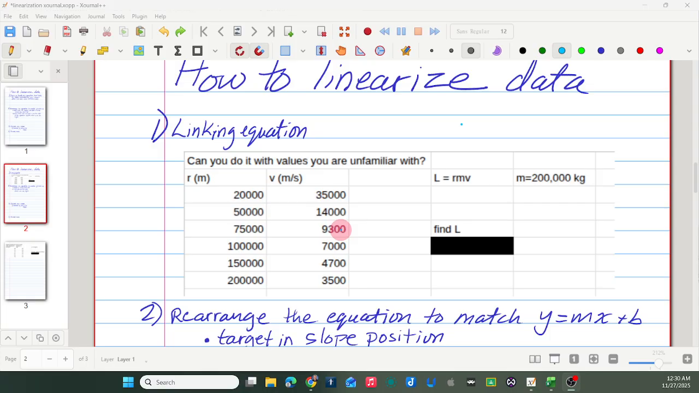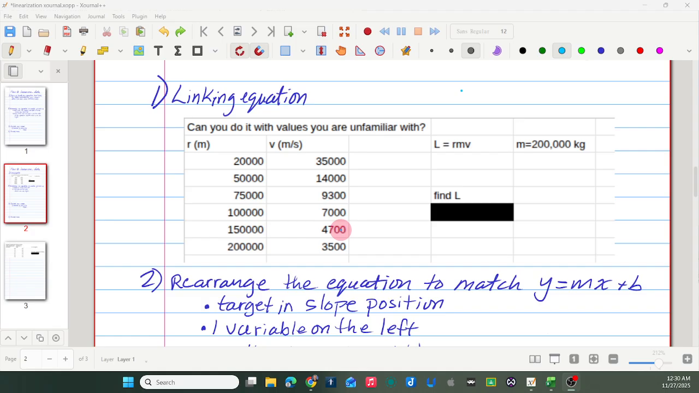So what we're going to need to do now is step 2, rearrange that equation to match a y equals mx plus b format. Remember, we want to get our target in the slope position. So that's going to take L, and we're going to take Y equals mx plus b. Right now, L is on the wrong side of the equation because that's over by where the Y's go. So I'm just going to reverse my equation. RMV is equal to L. And now my slope comes right after the equal sign, and so does my L. And that feels kind of good.